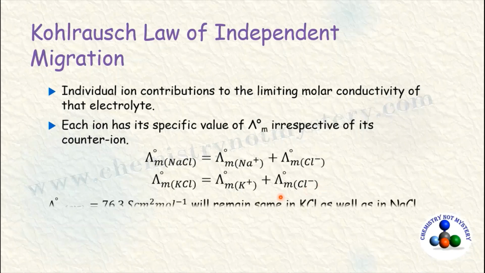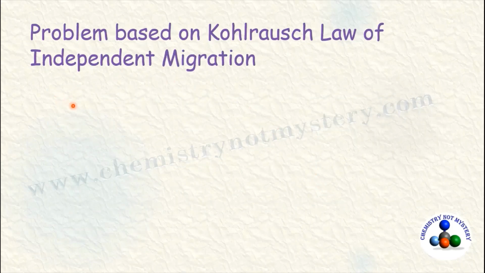common one. Limiting molar conductivity of Cl negative ion is 76.3 Siemens centimeter square per mole and will remain the same for KCl as well as for NaCl, irrespective of their counter ion. In KCl, the counter ion of Cl negative ion is K plus, while in NaCl, the counter ion is Na plus. But irrespective of their counter ion, limiting molar conductivity of Cl will be the same for both electrolytes. Now let's solve one problem based on Kohlrausch law.